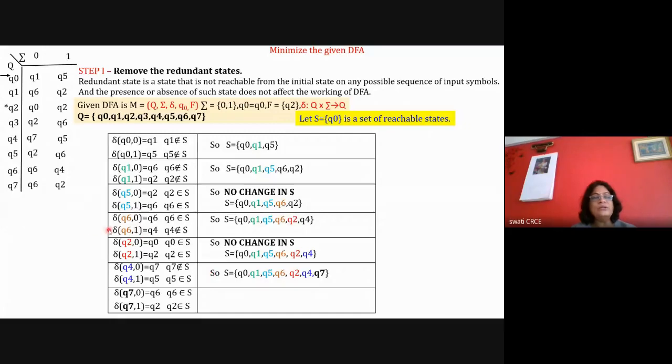I'll try to find out the transitions. Q7 with 0 is Q6. Q7 with 1 is equal to Q2. And both of them belong to capital S, so they are already there. So now there is no change.